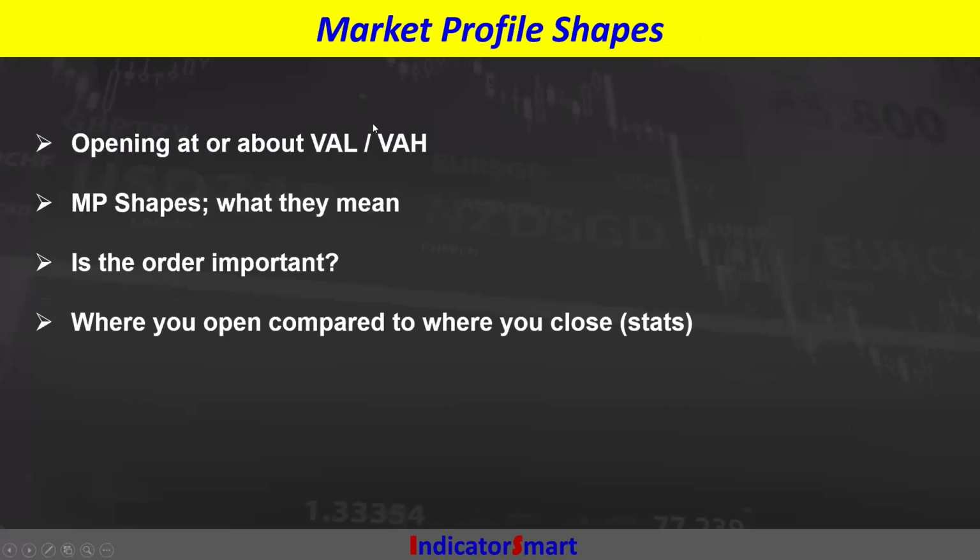I'd mentioned if we open at or about the value area high or the value area low, be very, very careful at those levels. Market profile shapes: if you have a narrow profile, you're going to tend to have what's called a D-shaped profile. And when you have a D-shaped profile, generally speaking, you're anticipating a breakout mode, because the market's not going to stay inside of the value area all day long.